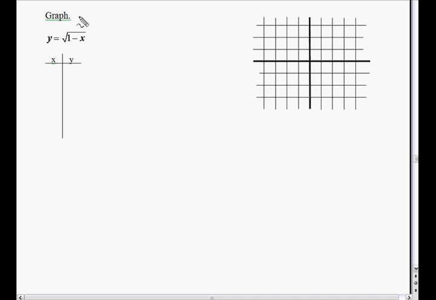Graph y is equal to the square root of 1 minus x. So again, we want to look at that inside of the radical, 1 minus x, and that needs to be greater than or equal to 0. So we're going to solve this inequality.